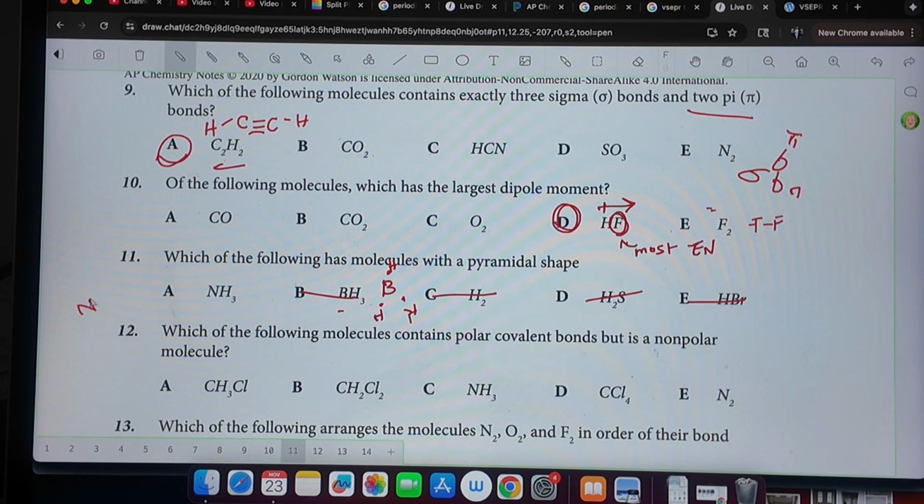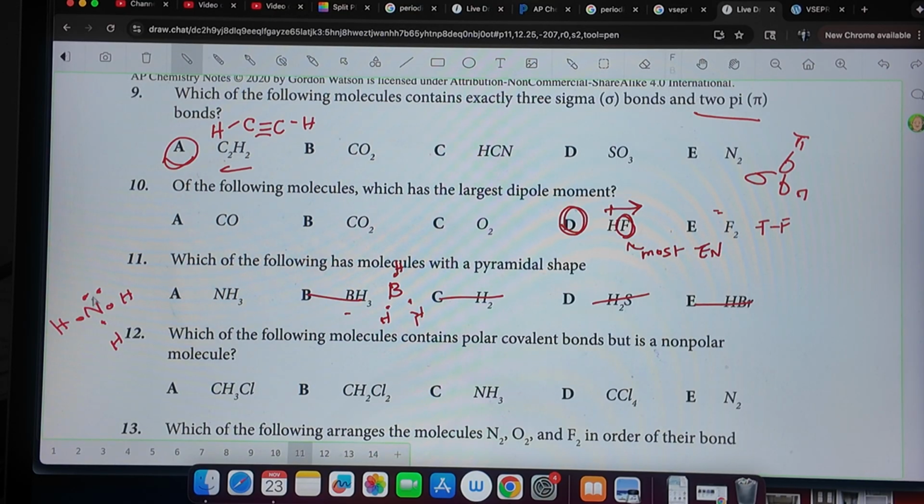Nitrogen here has 5, so it has 1, 2, 3, 4, 5. The 3 hydrogens come along, and that's how you get pyramidal, because you get this electron cloud, and then you get 1, 2, 3, and that's pyramidal. So this answer is A.